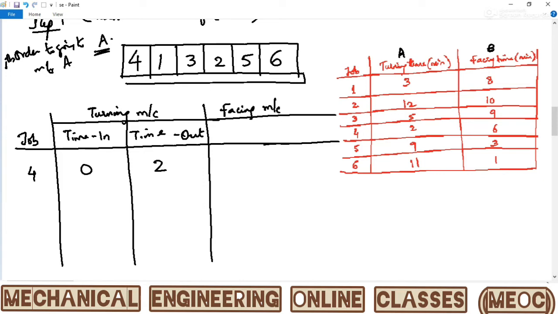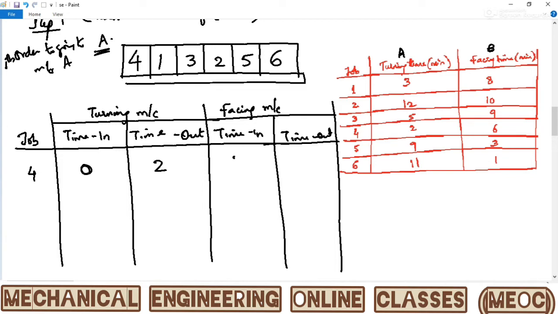So in 2 minutes it is completing its job on the turning machine. Then it must be going to the facing machine. Let us also take down its time in and time out. Now according to our assumptions of sequencing, each machine can do only one operation at a time, and after one operation it will go to the other machine. So if we are assuming that the facing is happening on a different machine, then after 2 minutes from the time datum of 0, it has taken 2 minutes for the turning operation.